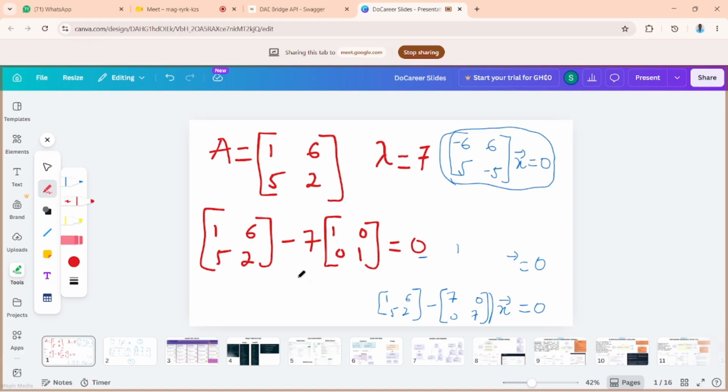This is what matters. So you get the original matrix minus the eigenvalue times the identity matrix. The identity matrix depends on the original matrix. Then you set it to 0.